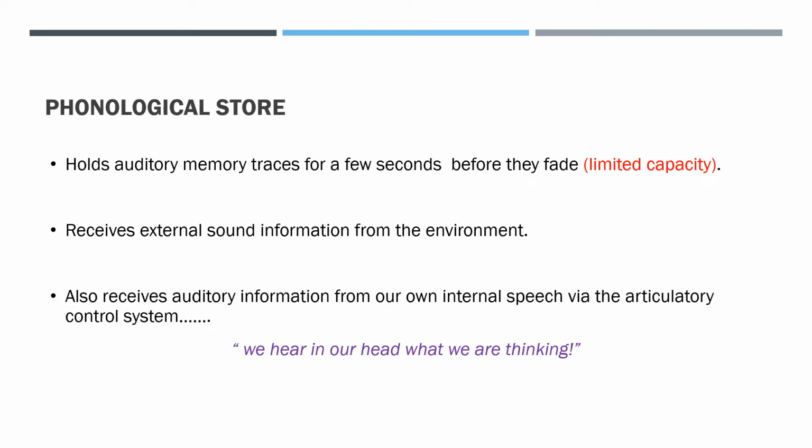So the phonological store generally, it holds auditory memory and it traces it for a few seconds before they fade, so it has an extremely limited capacity again. It receives external sound information from the environment all around us, and it receives auditory information from our own internal speech via the articulatory control centre. So we hear in our head what we are thinking.